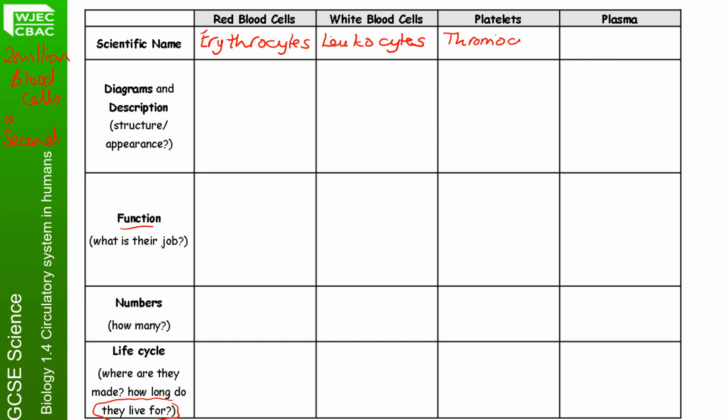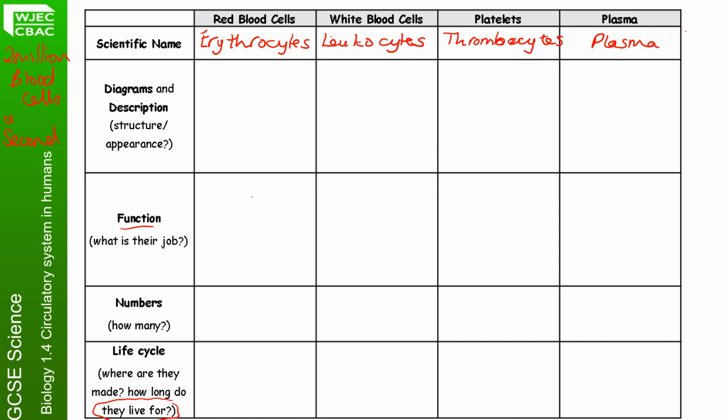And I've missed out a bit, very important: thrombocytes are platelets, and plasma is just plasma. It doesn't have a particular scientific name, okay?